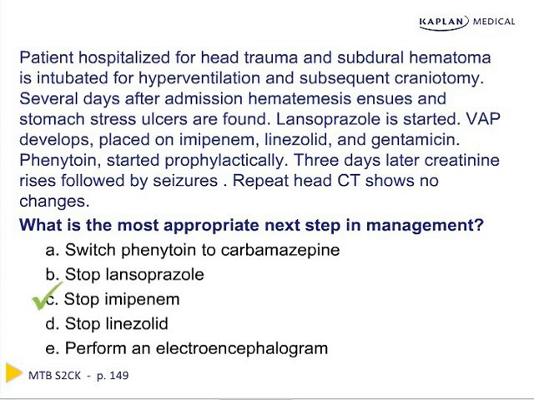The correct answer is C, stop imipenem. The reason is that imipenem can cause seizures. It's secreted through the kidneys, and the renal failure has caused a rise in imipenem levels in this patient, leading to toxicity. This is much more likely than a failure of the patient's phenytoin.